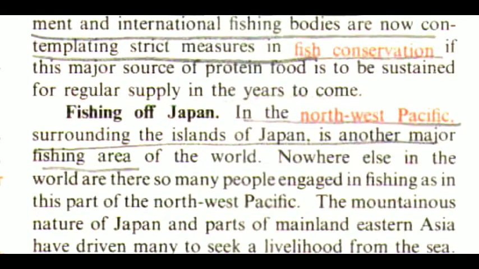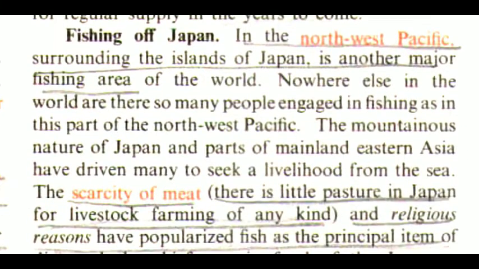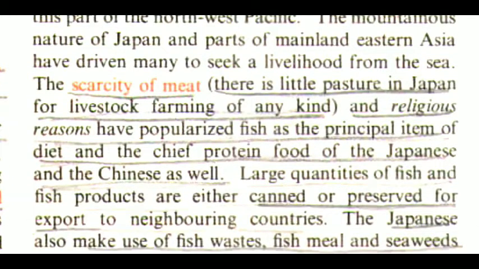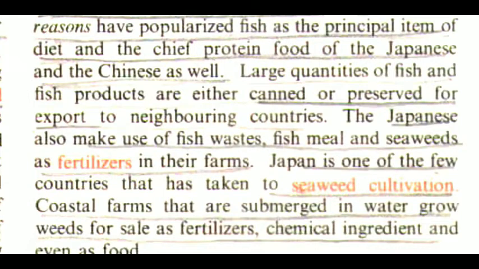Fishing of Japan. In the Northwest Pacific, surrounding the islands of Japan, is another major fishing area of the world. Nowhere else in the world are there so many people engaged in fishing as in this part of the Northwest Pacific. The mountainous nature of Japan and parts of mainland Eastern Asia have driven many to seek a livelihood from the sea. The scarcity of meat, there is little pasture in Japan for livestock farming of any kind, and religious reasons have popularized fish as the principal item of diet and the chief protein food of the Japanese and the Chinese as well. Large quantities of fish and fish products are either canned or preserved for export to neighboring countries.